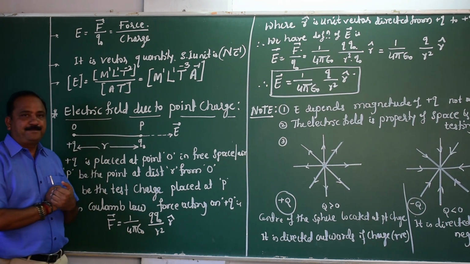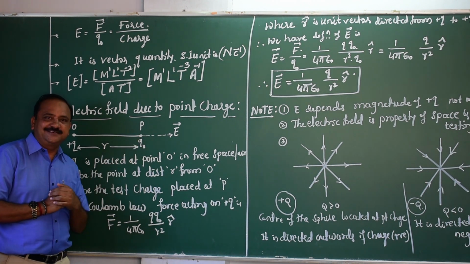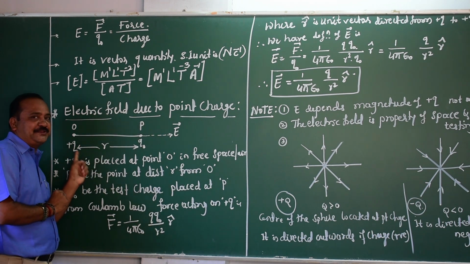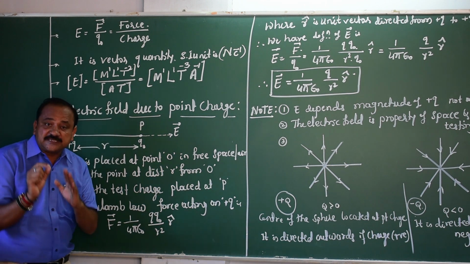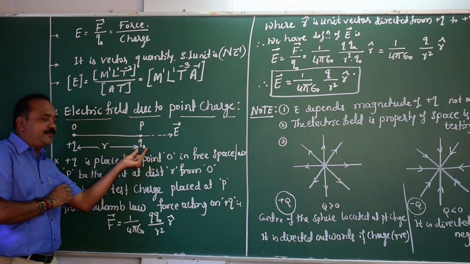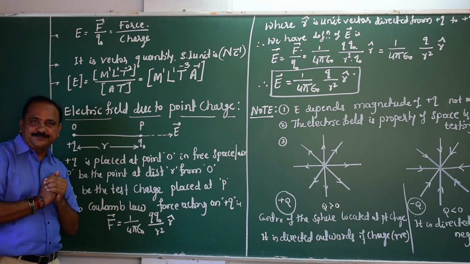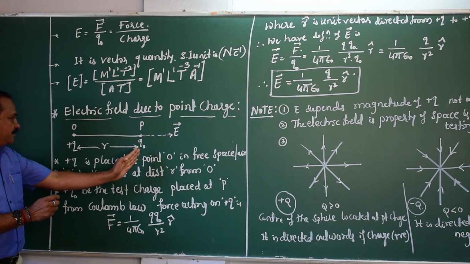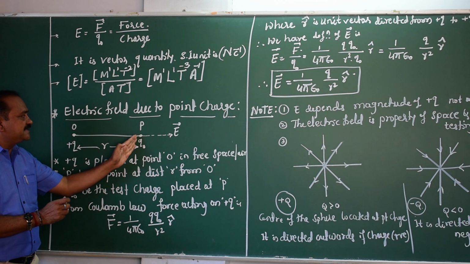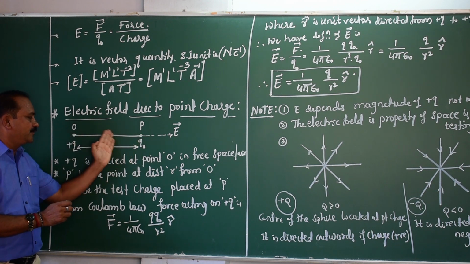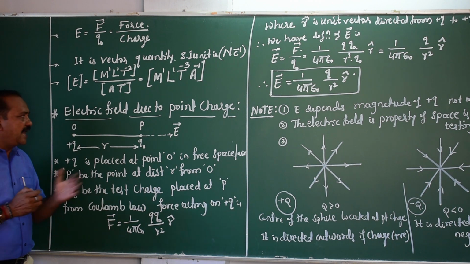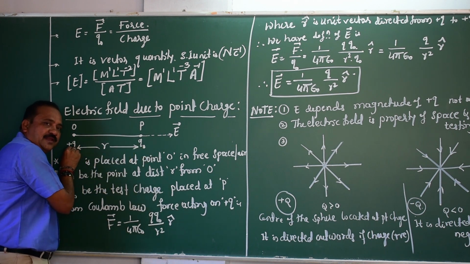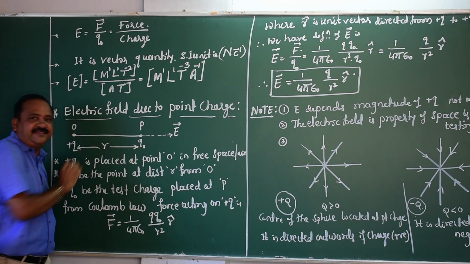Secondly, let P be the point at a distance R from this point charge plus Q. Next, let Q naught be the test charge placed at P. So some force will act on it. As usual, this is the plus Q and Q naught is the test charge. Both are separated by a distance R.